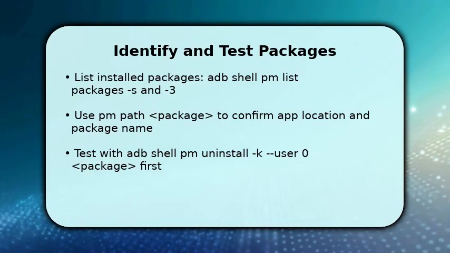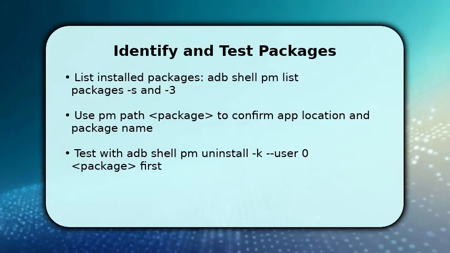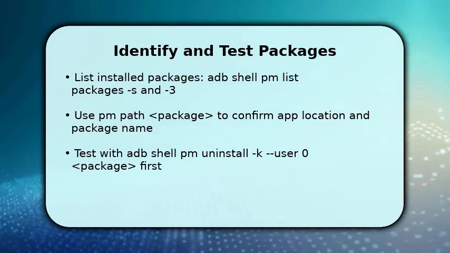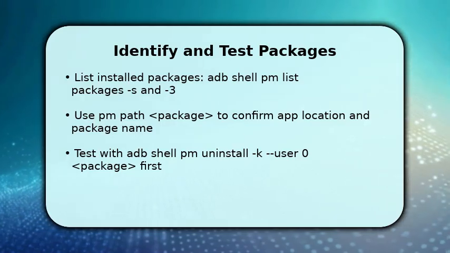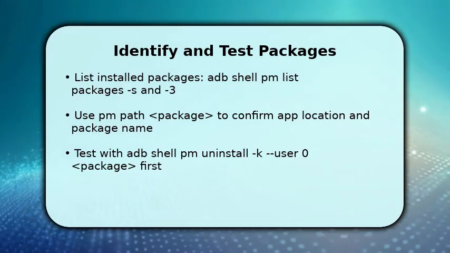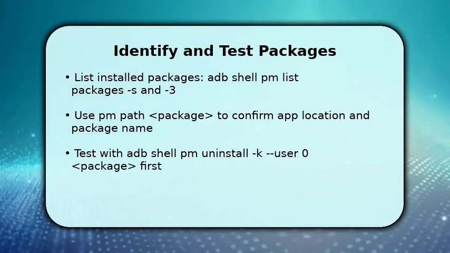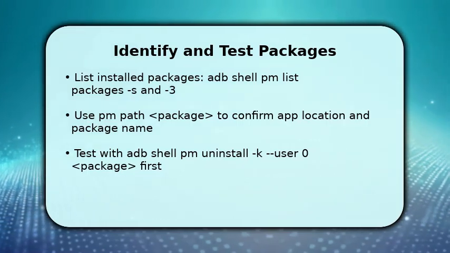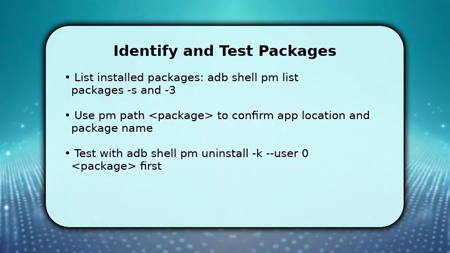Next, you identify the exact packages to remove and test the removal without system-level deletion. List system and user packages so nothing is guessed. This prevents removing essential components. Use pm path to confirm the APK location and package name, because names can be non-intuitive. Then run a user uninstall command, pm uninstall --user 0, to disable the app for your current user. If the app disappears and the system remains stable, you've validated the change and can proceed with permanent removal options.